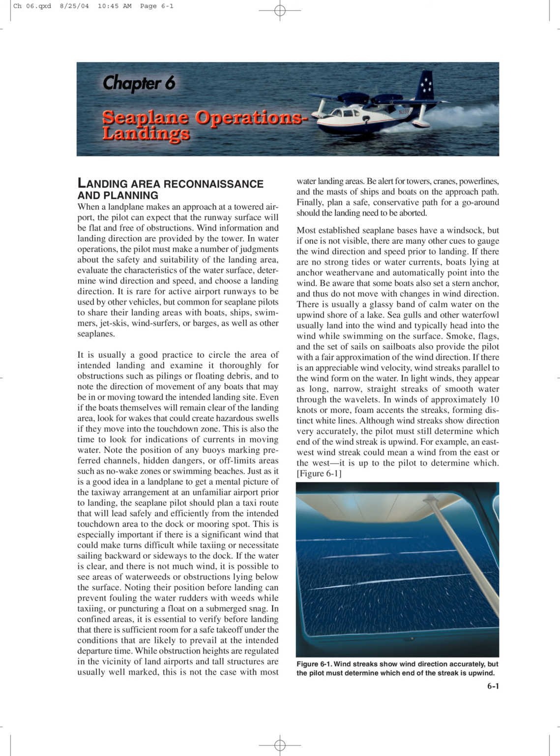While obstruction heights are regulated in the vicinity of land airports and tall structures are usually well marked, this is not the case with most water landing areas. Be alert for towers, cranes, power lines, and the masts of ships and boats on the approach path. Finally, plan a safe, conservative path for a go-around should the landing need to be aborted.